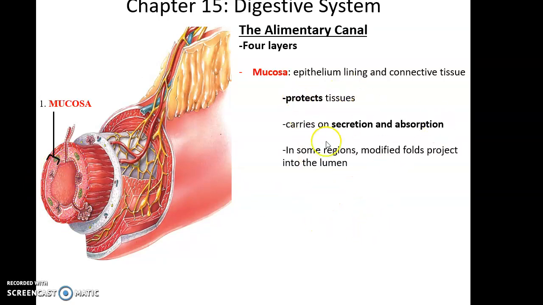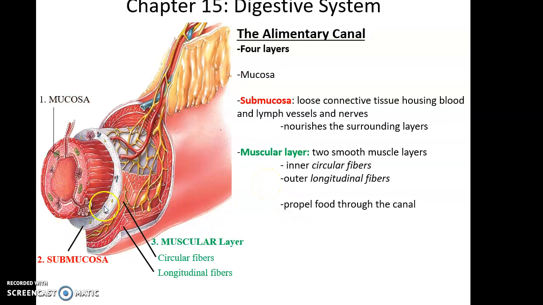And the mucosa's job, of course, is protection, protect the tissues that are deeper. Also engages in some secretion and absorption, especially secreting mucus to help keep things moving along. And in certain areas along the alimentary canal, it is modified to form folds that will project into the space, into the lumen inside of the alimentary canal.